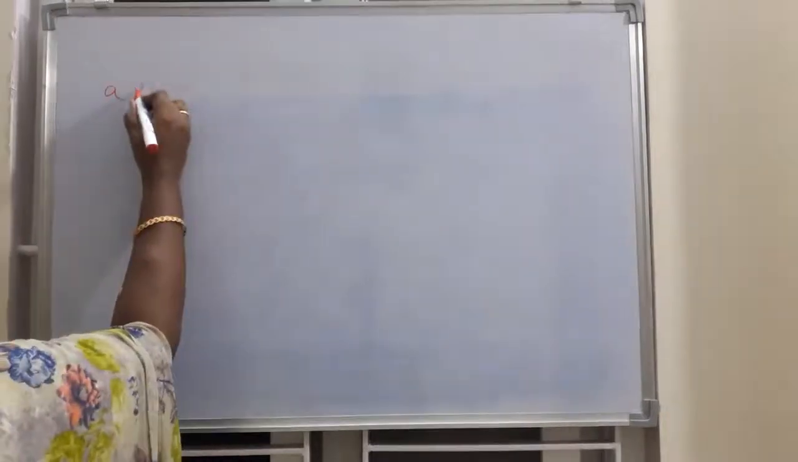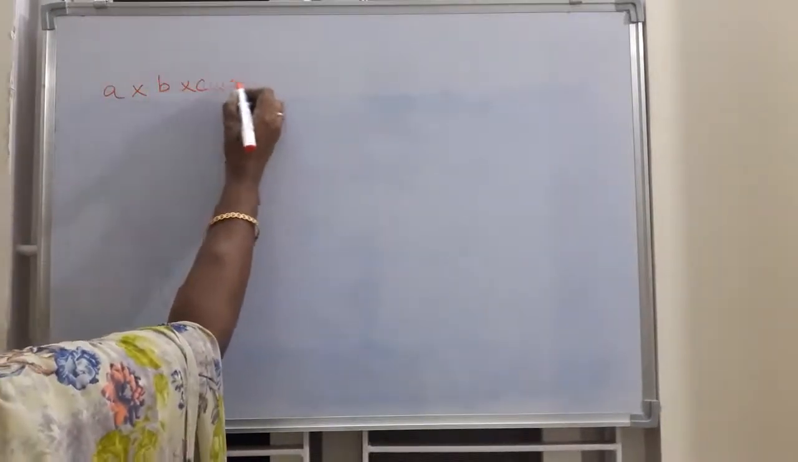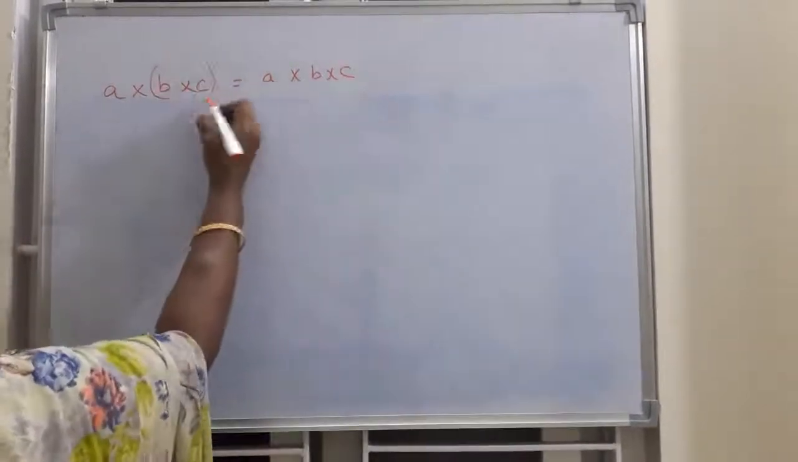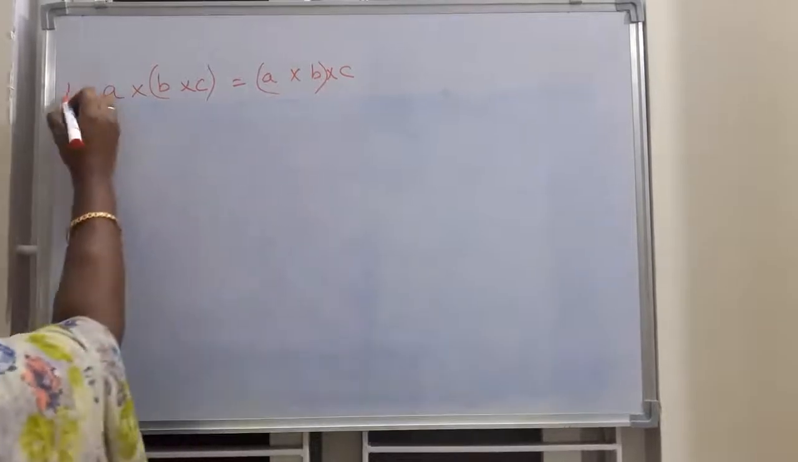So fourth question. Changing the order in which three numbers are multiplied will not change their product. Express this property in a general way using variables A, B, C. So the question is such a long one, but this is like a property. You have learned this in your second chapter. That is nothing but associative property. A into B into C is equal to A into B into C. So this is your fourth one.